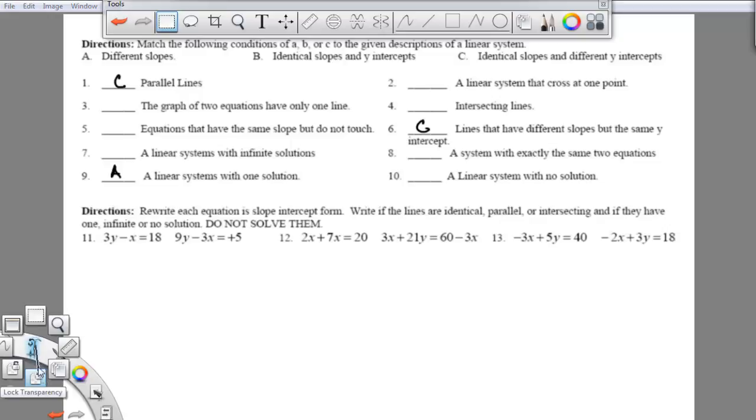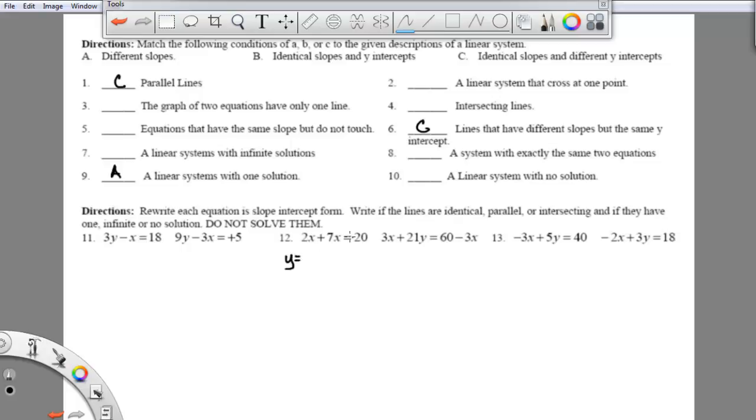Now on these problems, all that you're asked to do is just to rewrite the equation in slope-intercept form, and then write if the lines are identical, parallel, or intersecting. So that goes along with what was taking place in 1 through 10. And then once you identify them as identical, parallel, or intersecting, you're going to tell me if they have one, infinite, or no solution. So we're going to go ahead and do number 12 first. And now some of these are a little bit tricky. Let's go ahead and do number 12.